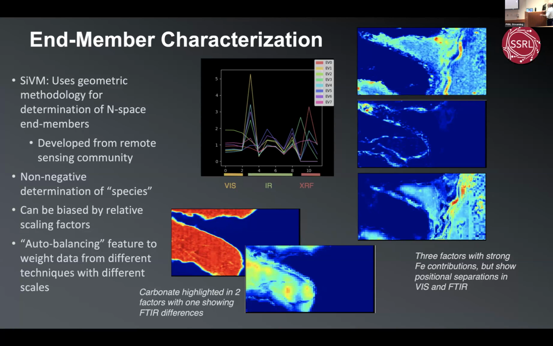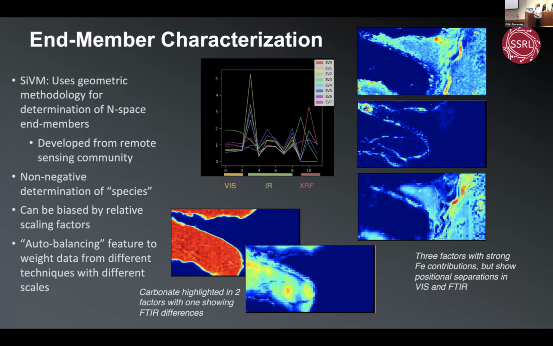So this is a geometric end member usage. It's faster than non-negative matrix factorization, and it actually comes out of the remote sensing literature. Simplex volume maximization, we'll call it today. I can't remember if it's maximization or minimization, but it doesn't matter. In any case, again, it looks for real data sets, real data points that characterize the most different things.